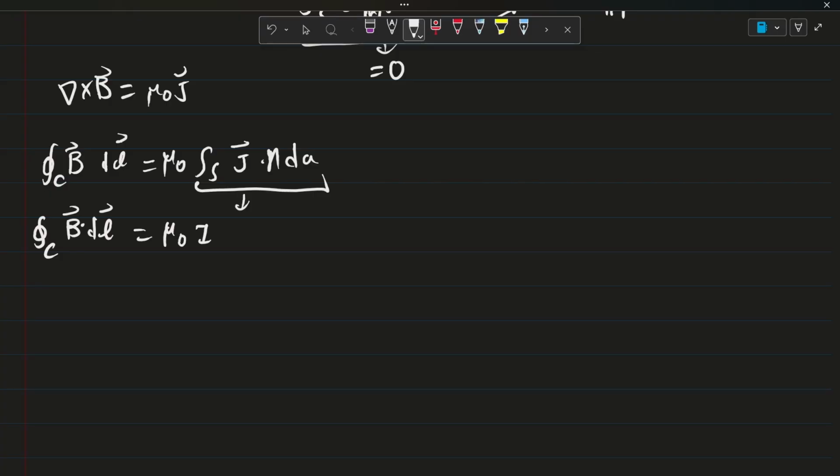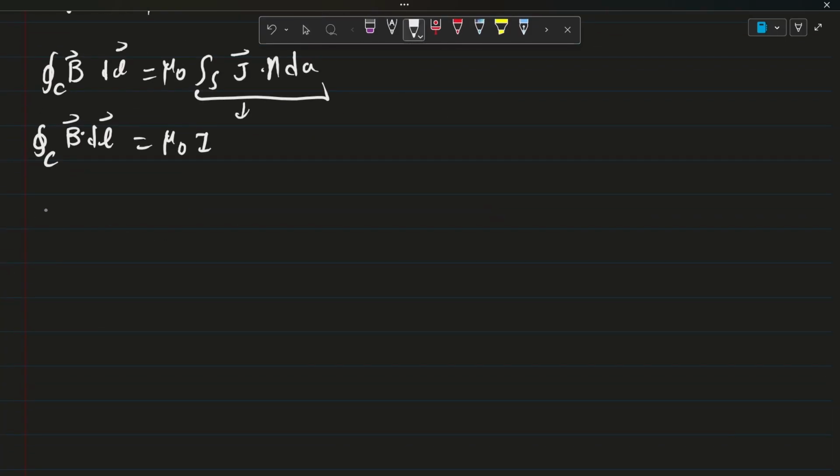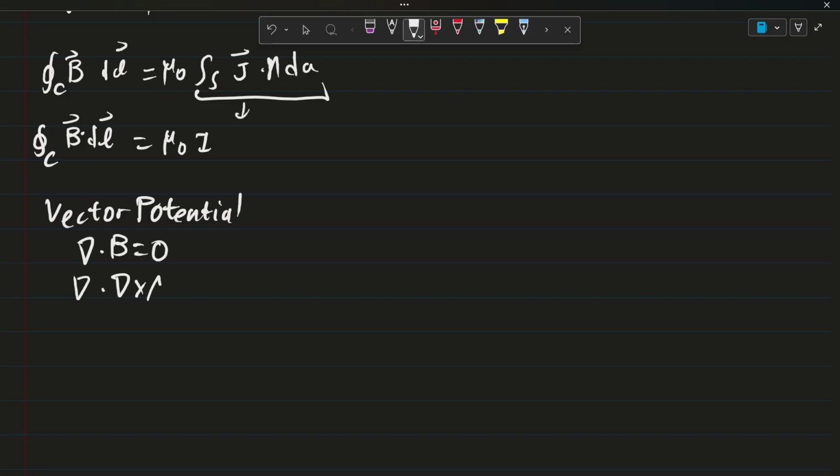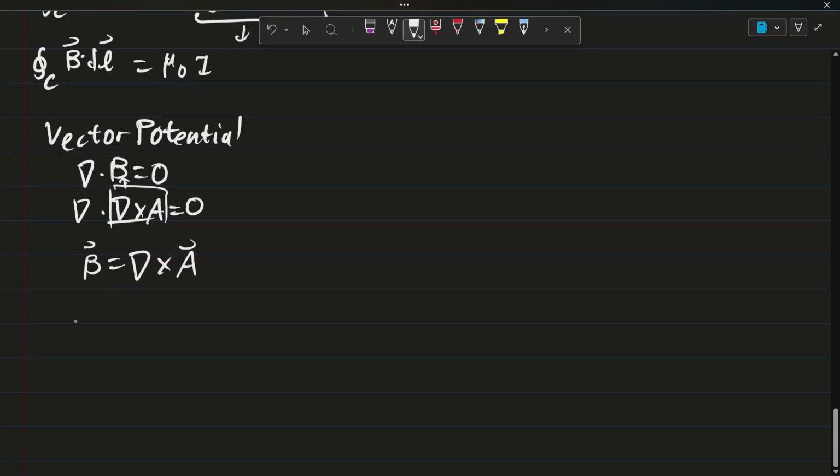Now let's discuss the magnetic vector potential. The vector potential is defined from the property that the divergence of B is 0. And because we know that the divergence of a curl is also 0, we could state that the curl of A is basically B. Thus we define B vector to be the curl of this A vector, where A vector is called the magnetic vector potential. So you can also rewrite Ampere's law, and this would become the curl of the curl of A vector equal to mu 0 J vector.